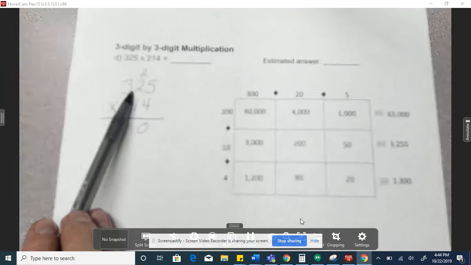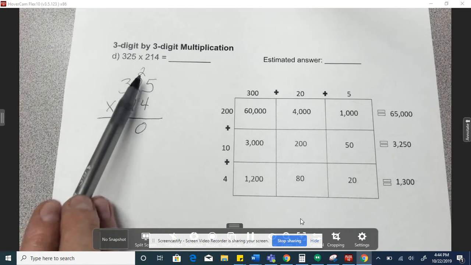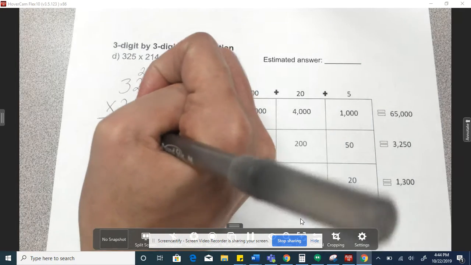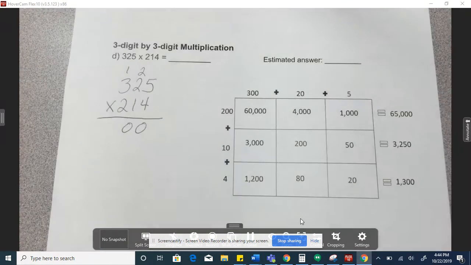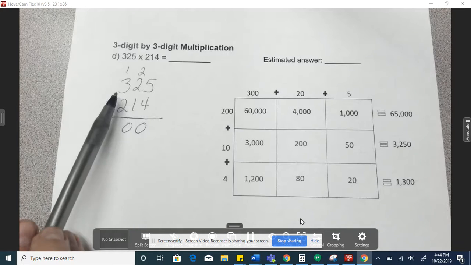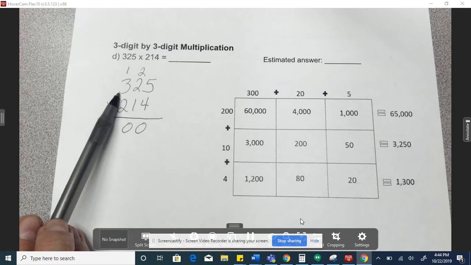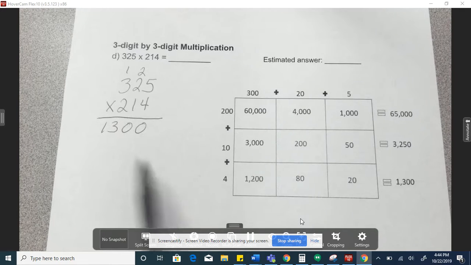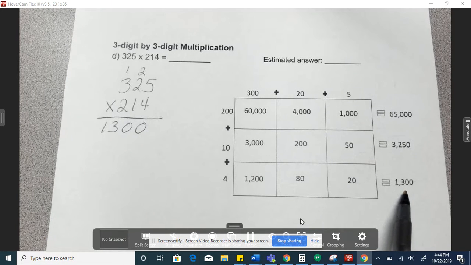4 ones times 2 tens is 8 tens, plus our 2 tens is 10 tens. So I'm going to put a 0 in the tens place, carry the 1 to the hundreds place. 4 ones times 3 hundreds is 12 hundreds, plus the 100 we carried over is 13 hundreds. So I'm going to put 13 in the hundreds place. Oh my goodness, look, Miss Spencer, there's a 1,300 here too. Oh wow, very similar. So it looks like we're on the right track.